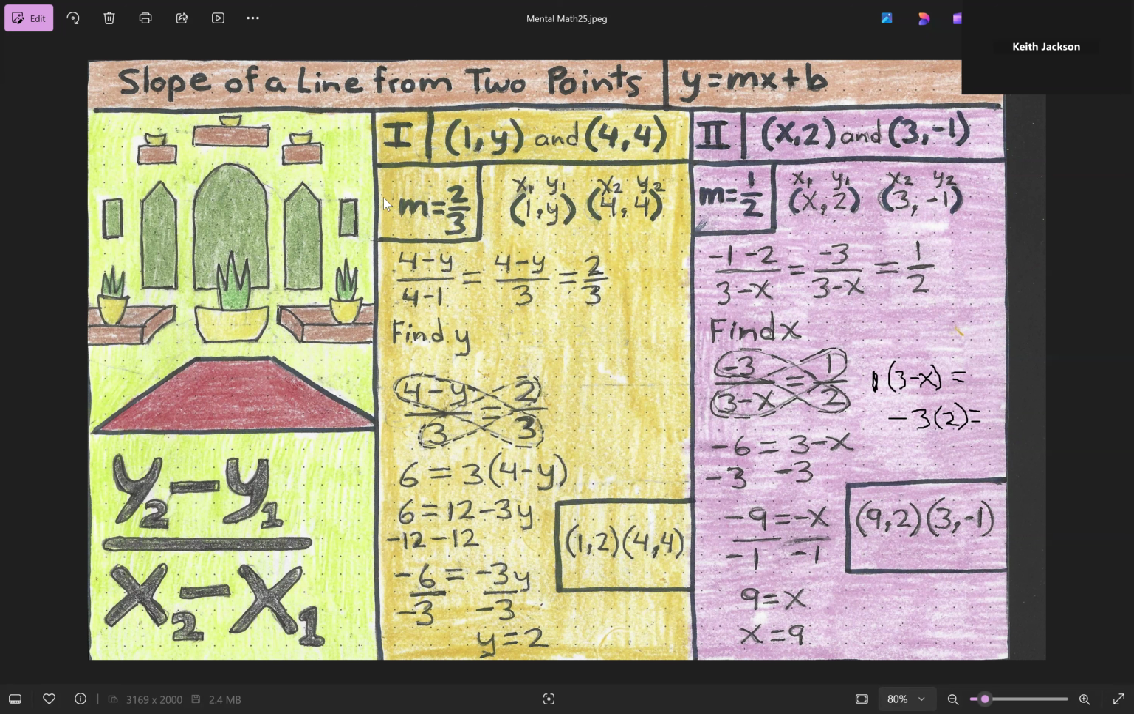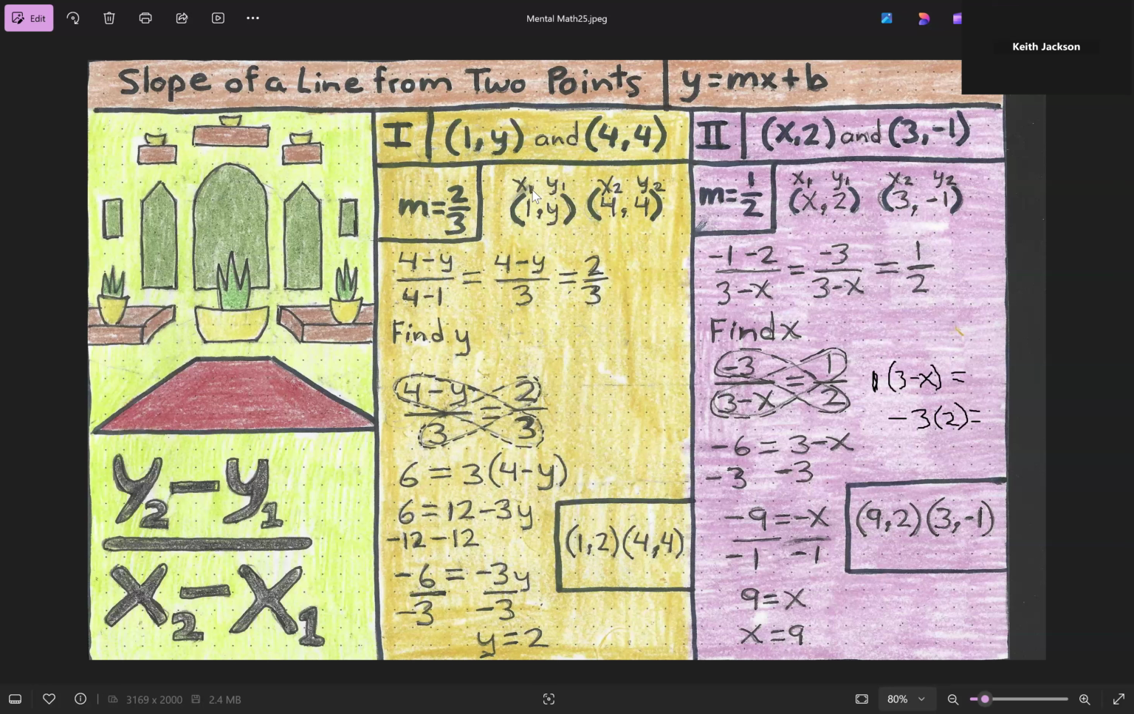And so here for big example one, we have our points at 1 comma y and 4 comma 4. And then we're going to use the process of elimination. We're going to use cross multiplication to find what y is. And here's how we're going to do it. We already know that the slope is 2/3, but our question is, what number is hiding behind y?